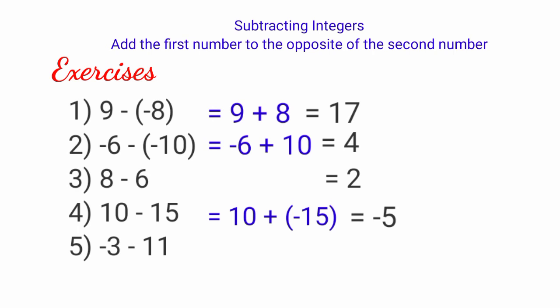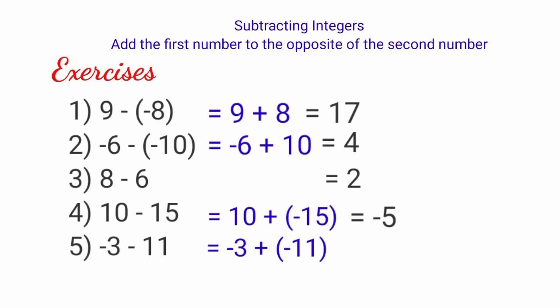We are now on our last item, negative 3 minus 11. Following our simple rule, we will be retaining our first number, we will be changing subtraction to addition, and the second number, which is positive 11, will become negative 11.